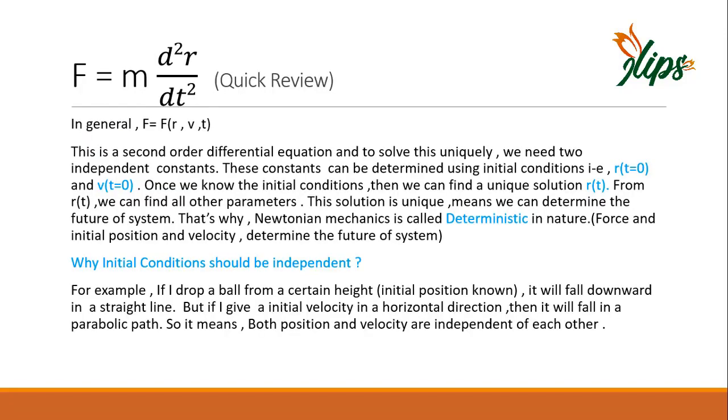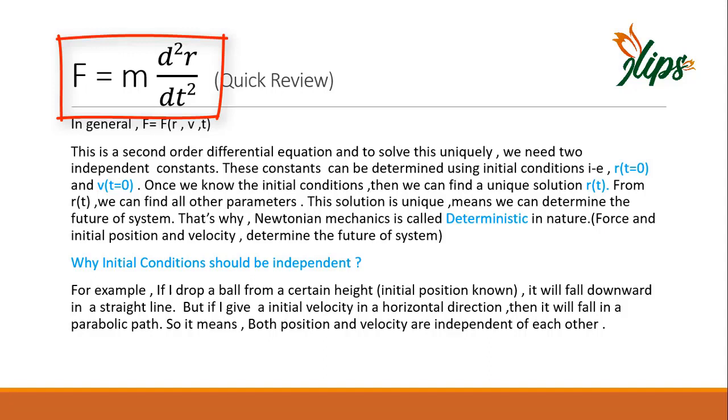Okay, let's take a quick review of the solution of this law. On the left side we have force, and force in general can be position dependent, velocity dependent, and time dependent. In fact, it can be dependent on acceleration. Radiation damping is such a case. This is a second order differential equation, and to solve it uniquely, we need two independent constants. These constants can be determined using initial conditions, that is, initial position and velocity.